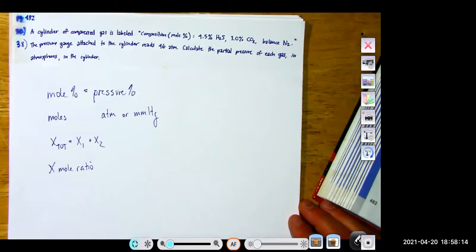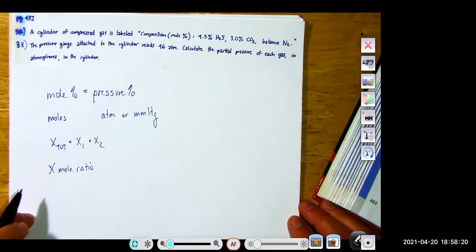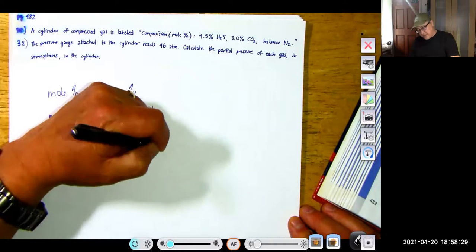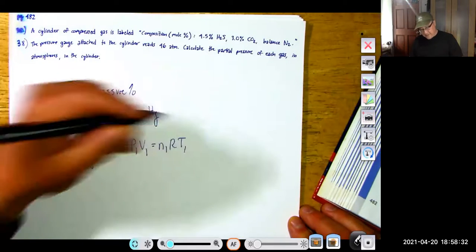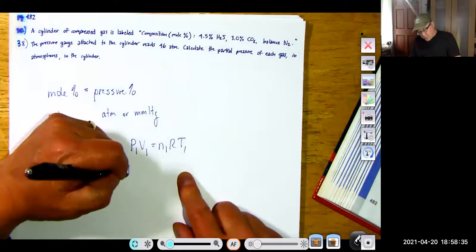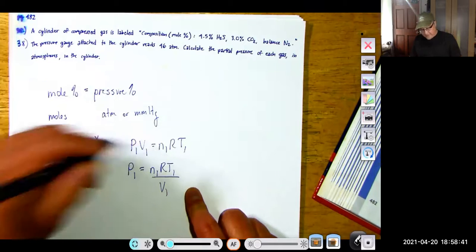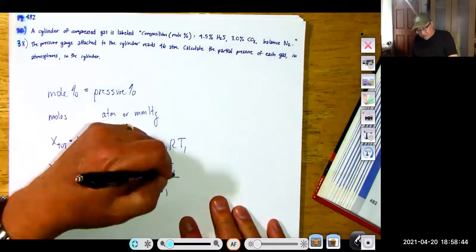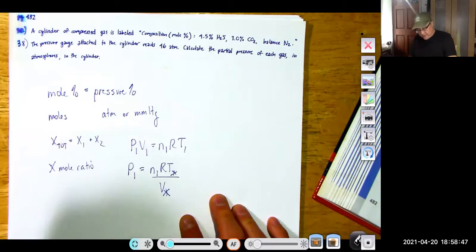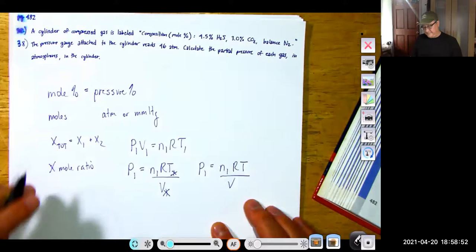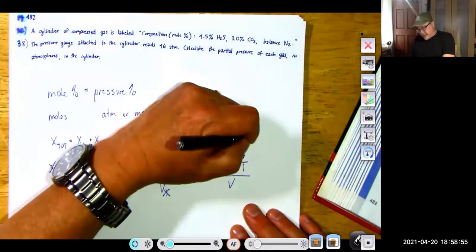I guess now it makes more sense that the partial pressure over the total pressure equals the moles of the individual gas over the total moles of the gas. Right. So if you have P1 V1 is equal to N1 R T1, the pressure of gas 1 is N1 R T1 over V1. But there is no real T1, there's just T, and there's no V1, there's just V. So P1 is N1 R T over V.